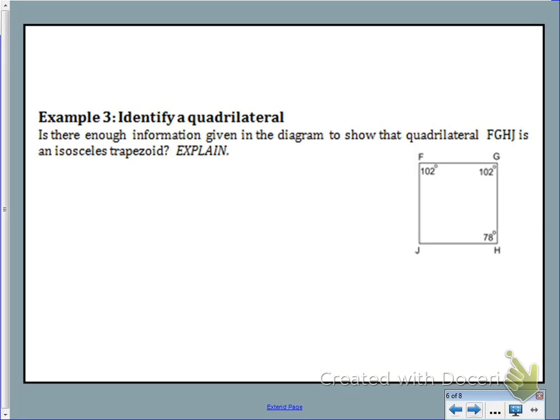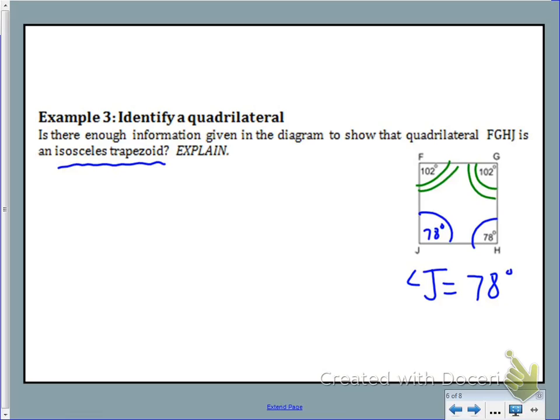So the first thing I would do is find angle J. Well, we know the sum of the interior angles of all quadrilaterals is 360. So if we take away angle F, angle G, and angle H, we can find angle J to be 78 degrees. Now keep in mind we're trying to show that this is an isosceles trapezoid. Well, we found angle J, and now looking at our angles, we can show that both pairs of base angles are congruent. These two are congruent, and the upper base angles are also congruent. And one of the traits of an isosceles trapezoid states that if it has both pairs of base angles congruent, then it must be isosceles.